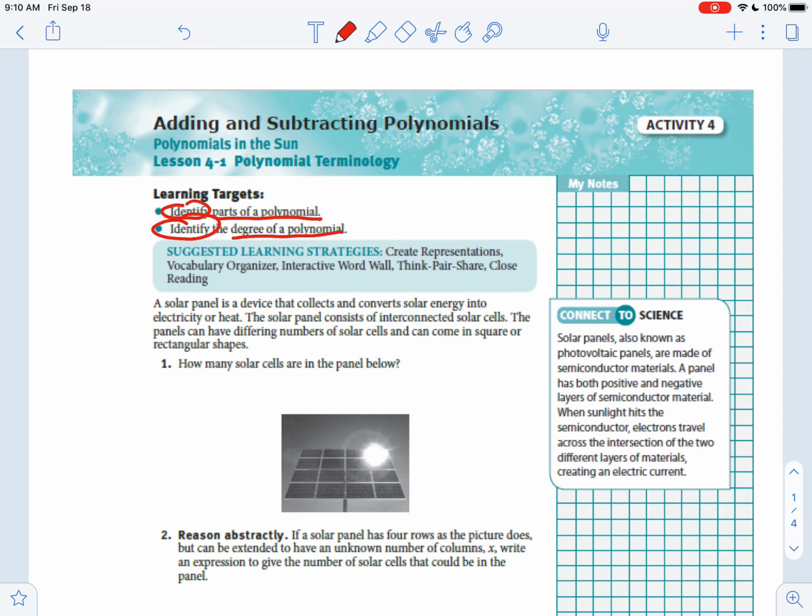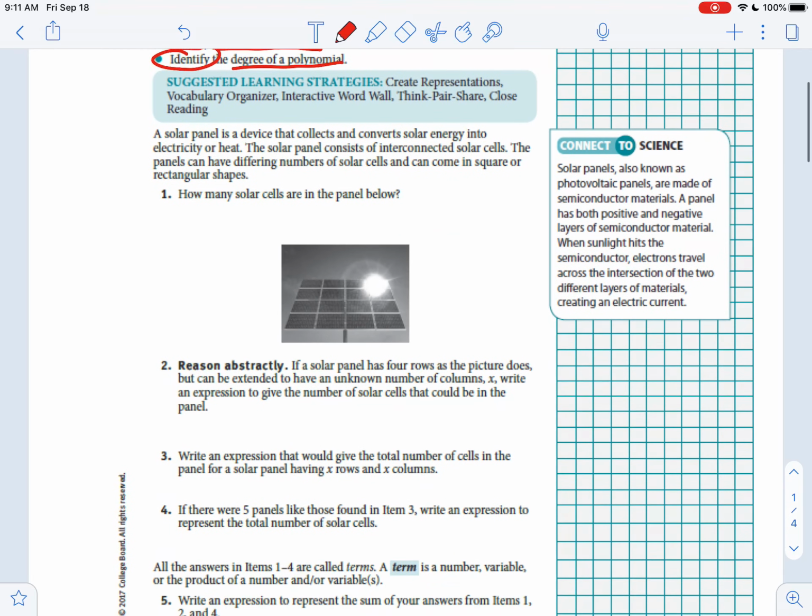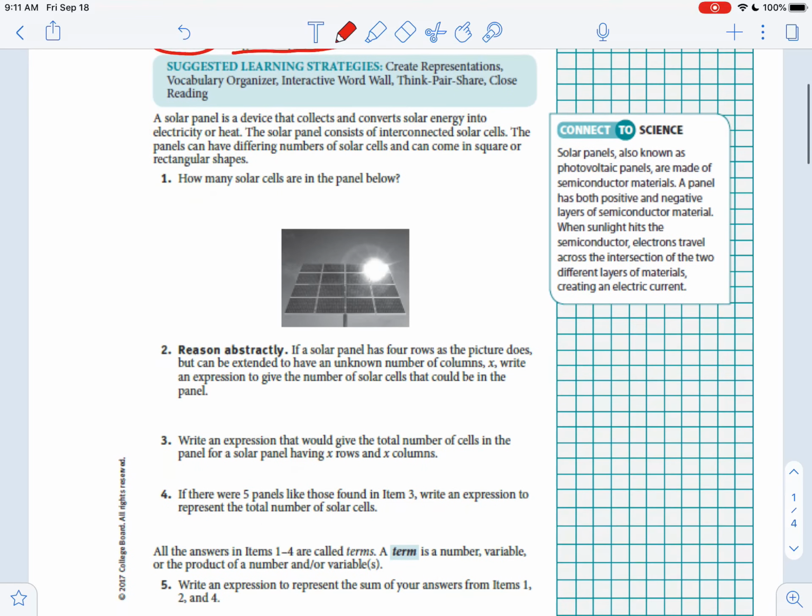So we start with an application about solar panels. You might have seen these on roofs of houses. A solar panel is a device that collects and converts solar energy into electricity or heat. The solar panel consists of interconnected solar cells. The panels can have different numbers of solar cells and can come in either square or rectangular shapes. How many solar cells are in the panel below? Well, I can see it's 4 by 4, so that would be 16.